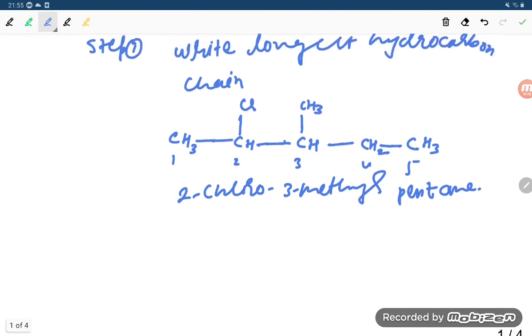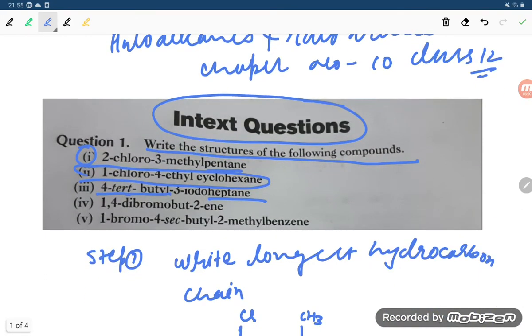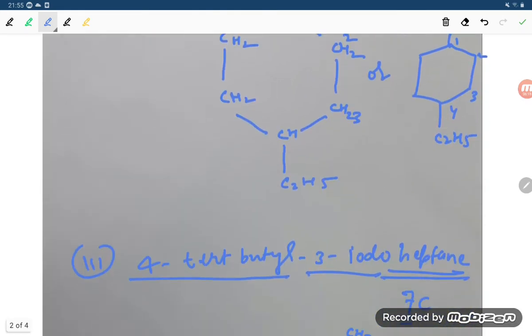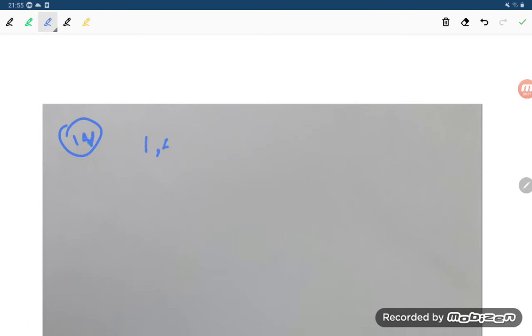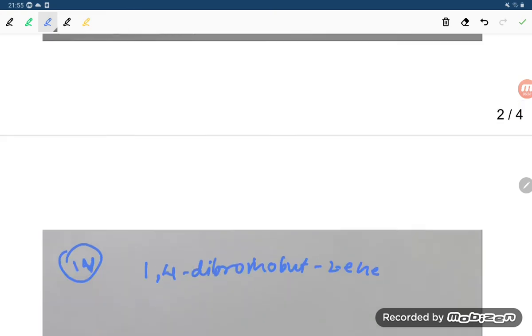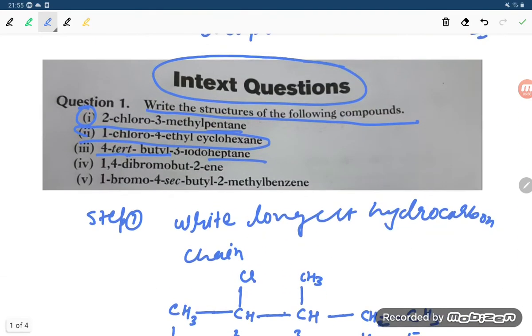So this is our required answer. Now let us move to the fourth, student. What is given for the fourth is 1,4-dibromobut-2-ene. We can match it with the option: 1,4-dibromobut-2-ene.